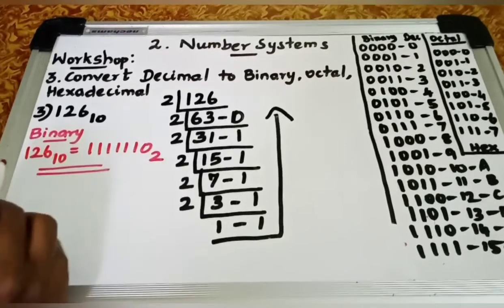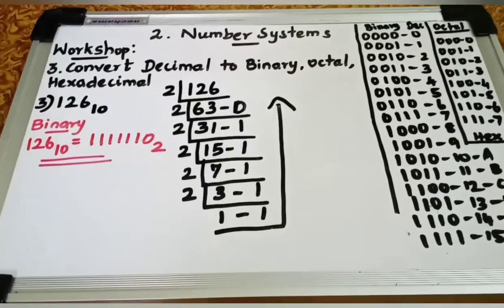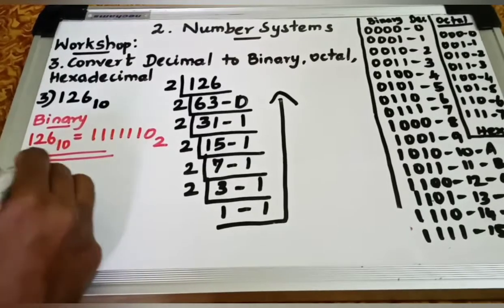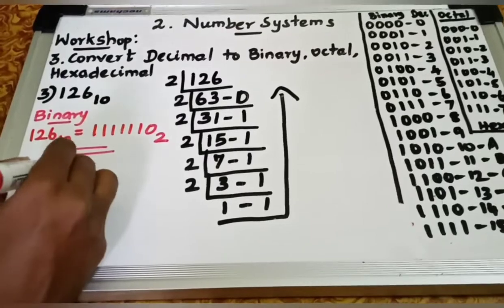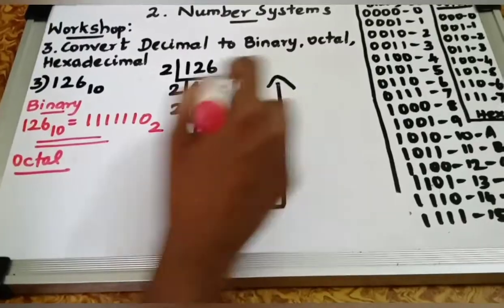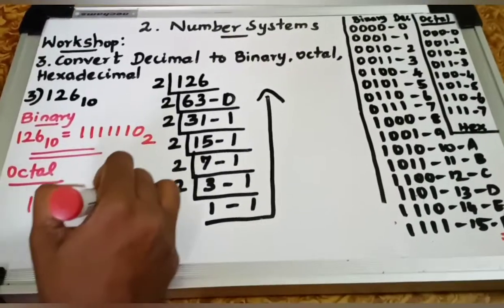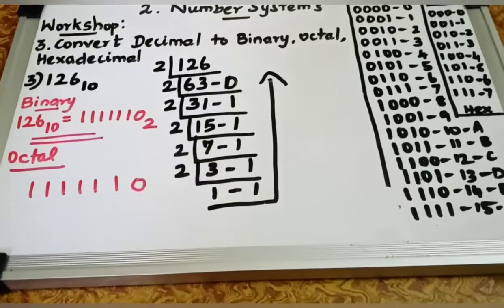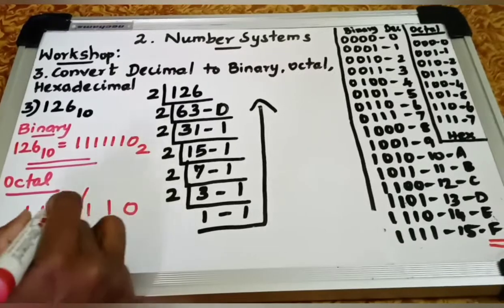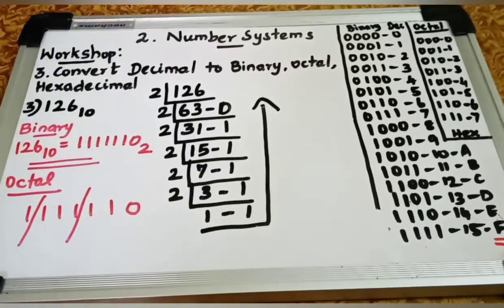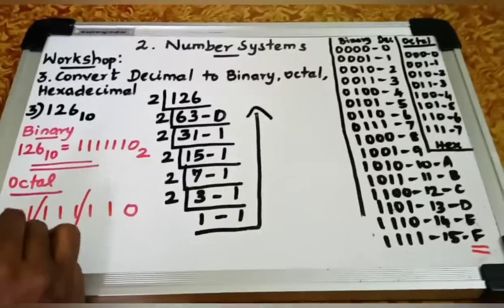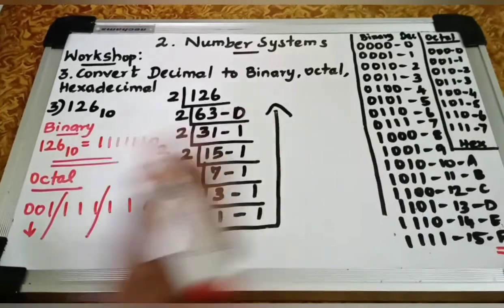Next, to convert 126 to its octal equivalent, we find the octal value. The binary is 1111110. How do we divide into 3 digits? From right to left, divided into 3 digits: 110, 111, and here only 1 is left, so add two 0s. What is the answer for 001? 001 is 1.